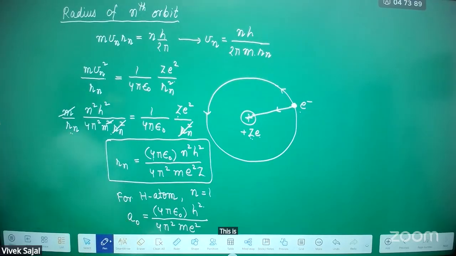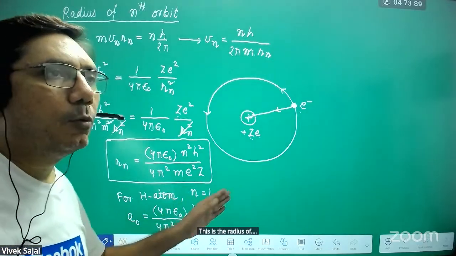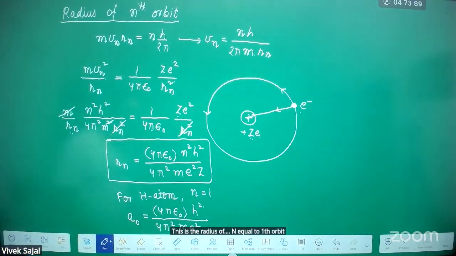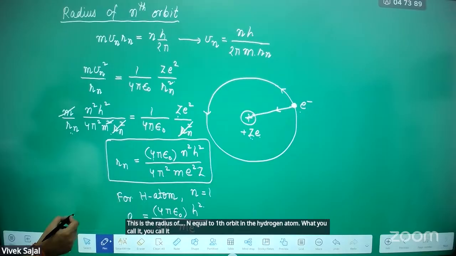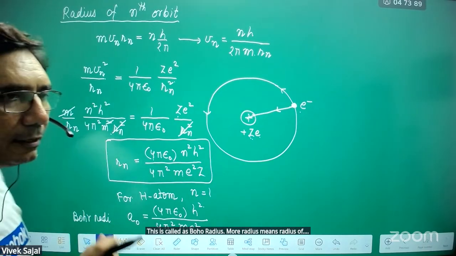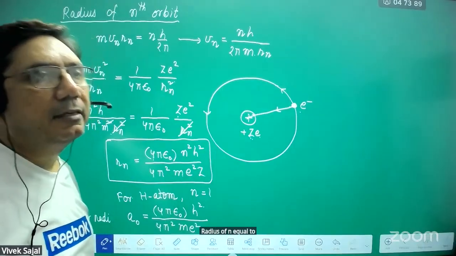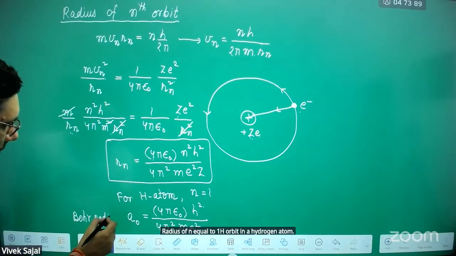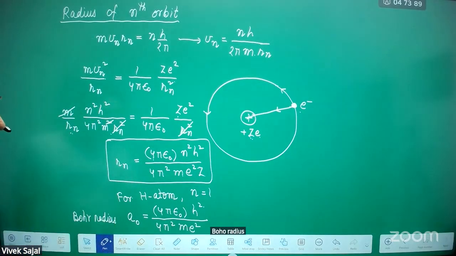This is the radius of the n equal to 1st orbit in the hydrogen atom. What do you call it? You call it the Bohr radius. Bohr radius means the radius of the n equal to 1st orbit in the hydrogen atom. And what is its value?